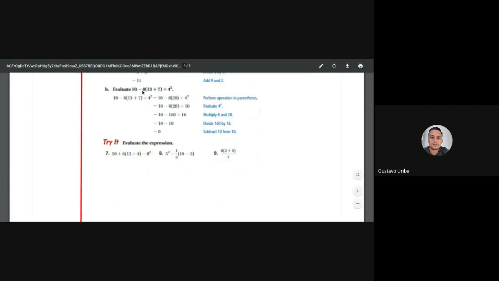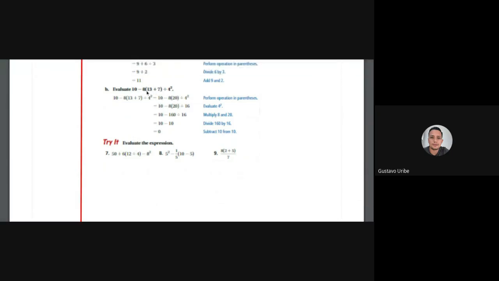So here's our problem. I have 10 minus 8, and then in parentheses, 13 plus 7, close parentheses, divided by 4 squared. Now you can see right here how you have the 8 right next to this parenthesis here. This is actually a distributive property, which we haven't talked about, but it's essentially just multiplication. So I'm going to go ahead and solve parentheses first.